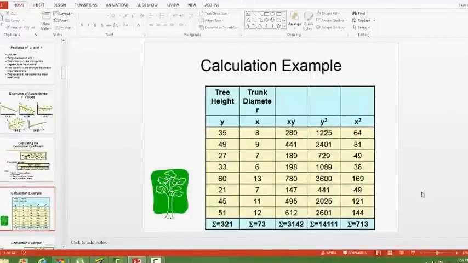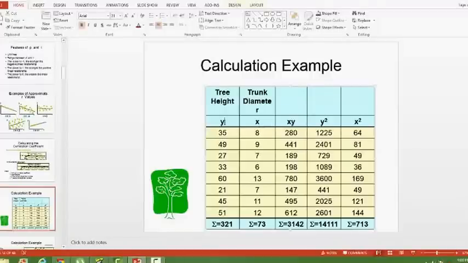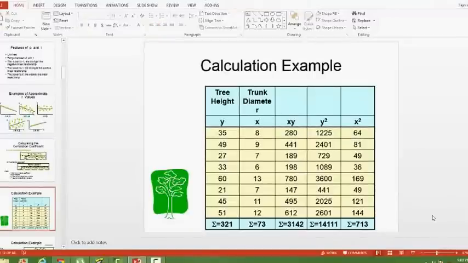So an example. We have the height of a tree and the diameter of its trunk. Height is taken as y and diameter is taken as x. The first thing you do is take the summation. So summation of y is 321, summation of x is 73. You multiply them and then again take the summation. You square them and take the summation. Once you do that, you put these values in the formula. So that's all you need.